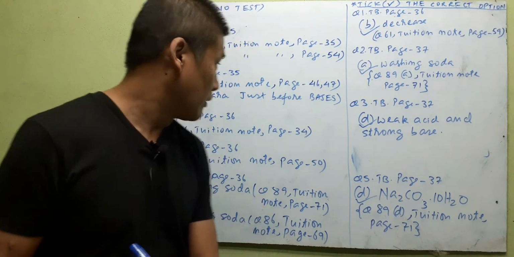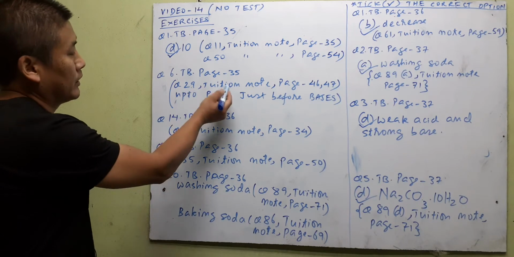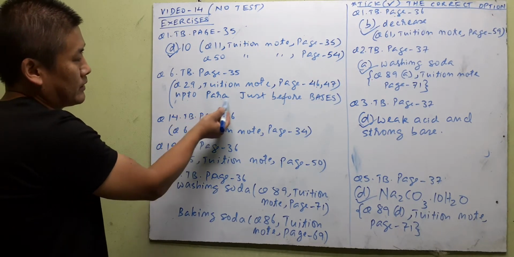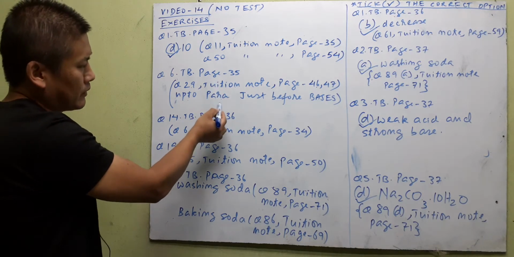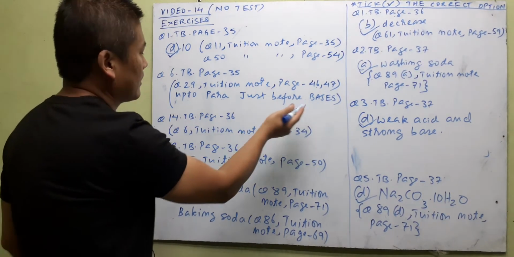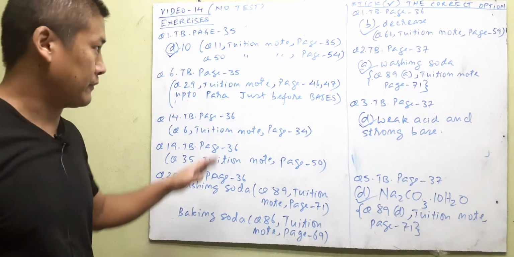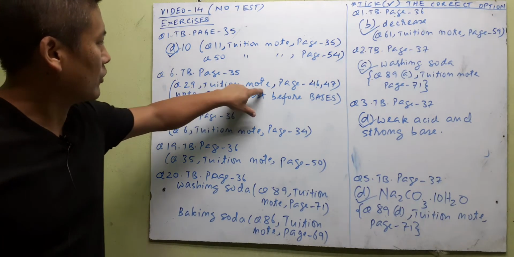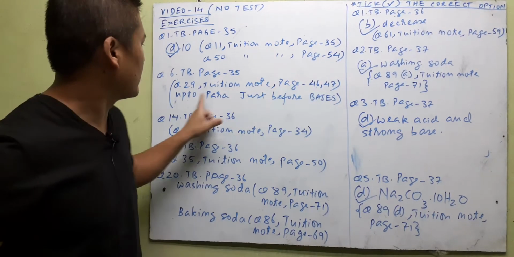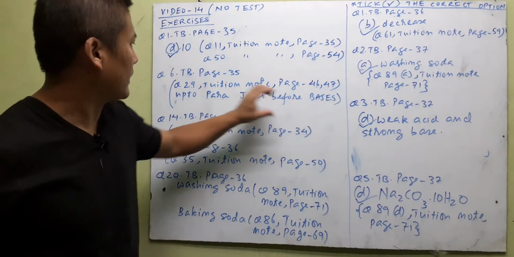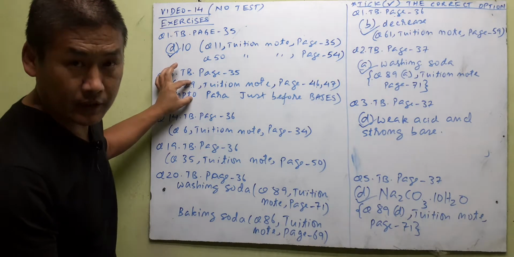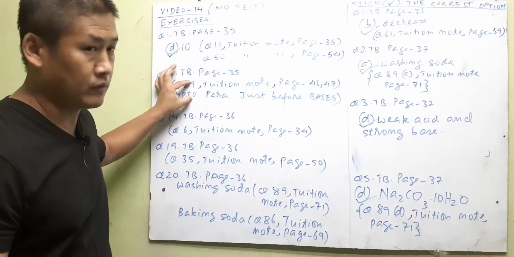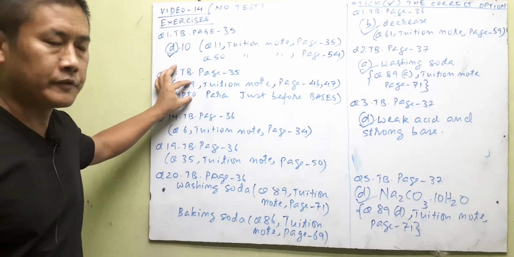This is question 29. You go there, tuition note, pages 46 and 47, starting from the beginning of the answer up to the paragraph just before bases. That is your answer. We have done this in previous videos, so just write like this: question 29, tuition note, page 46, 47, up to the para just before bases. You write it in your textbook near question 6 on page 35, so that you can easily refer to it during the exam.